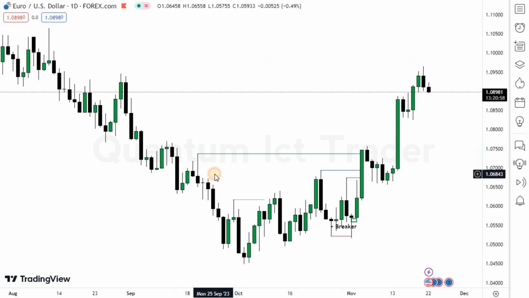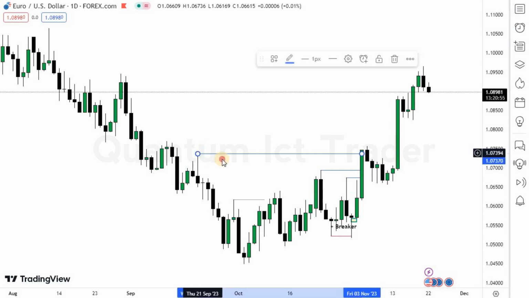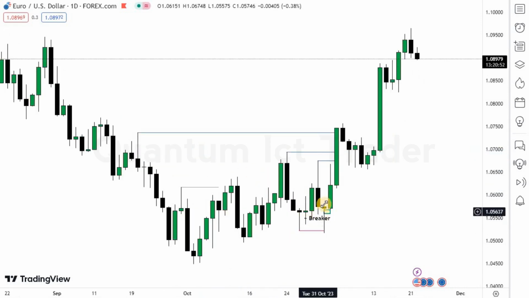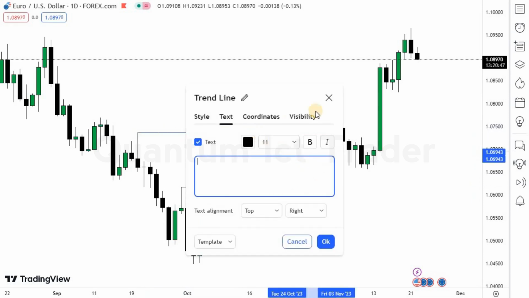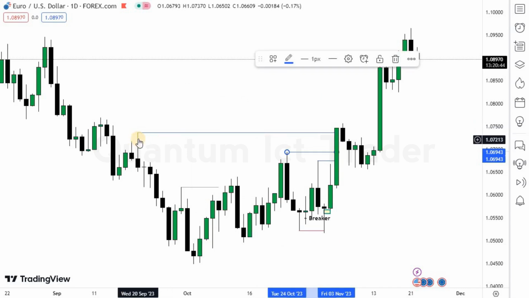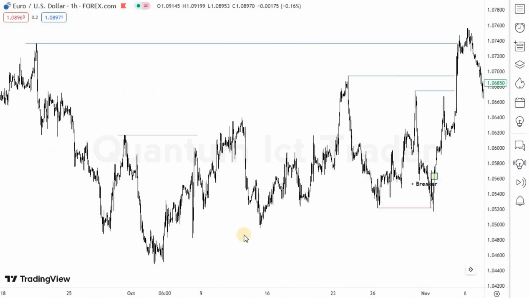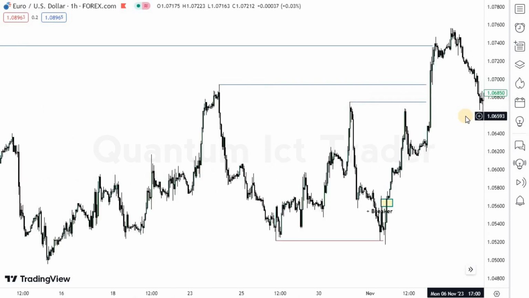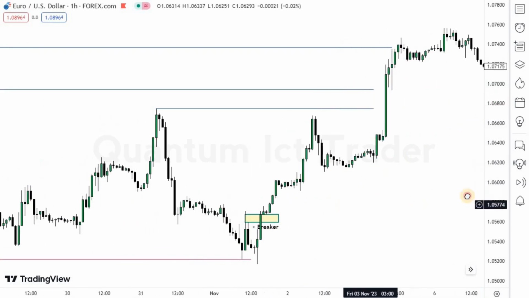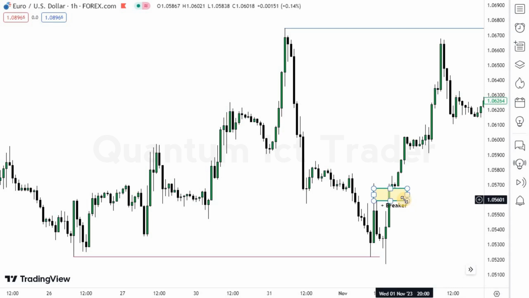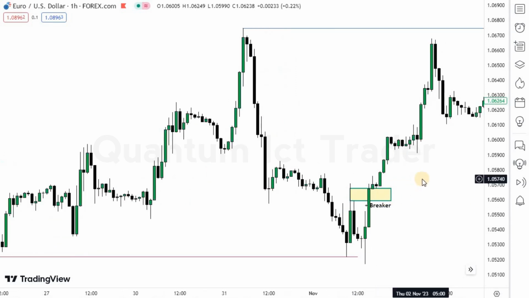My eyes jump to this one first, and when price was here, there were multiple liquidity pools, this high, and finally that high. And price did exactly that same thing. It took those three buy side liquidity pools, and beautifully respected our 15-minute bullish breaker block. So that's how you can trust your bullish breaker.